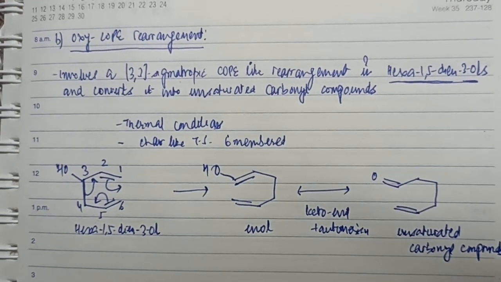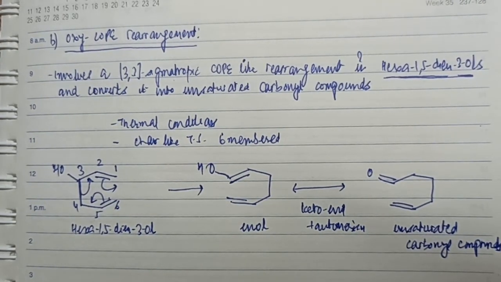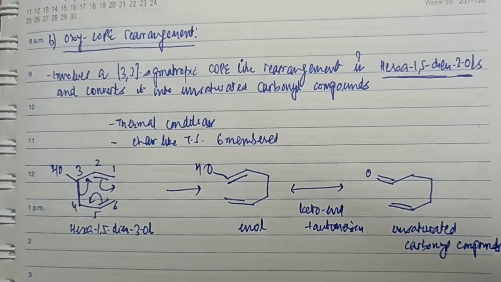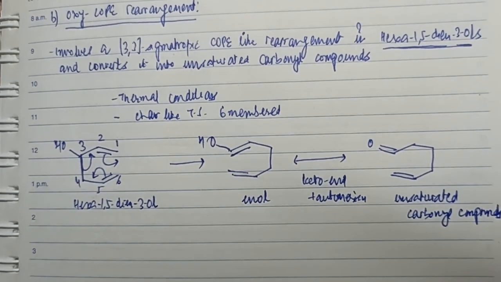So the reaction is very much similar, and it is a 3,3 sigmatropic shift. It occurs under thermal conditions. It proceeds through a 6-membered chair-like transition state, exactly similar to a Cope rearrangement. The only variant is that you have a hydroxy moiety on the hexa-1,5-diene nucleus, which results in the formation of unsaturated carbonyl compounds following a keto-enol tautomerism in this case.